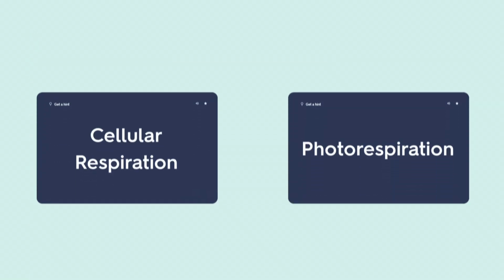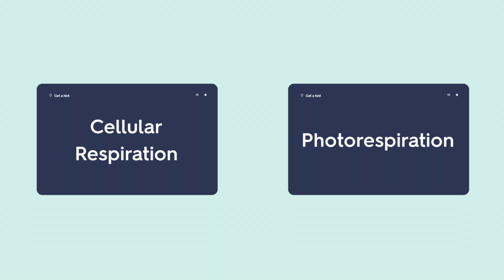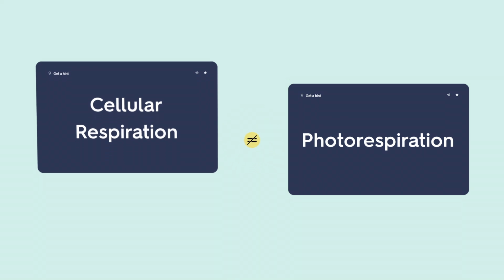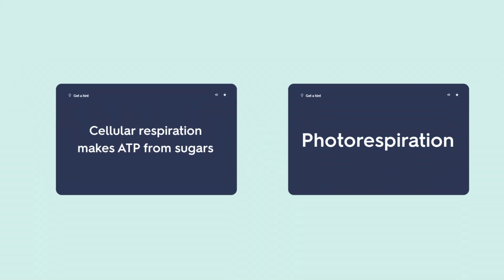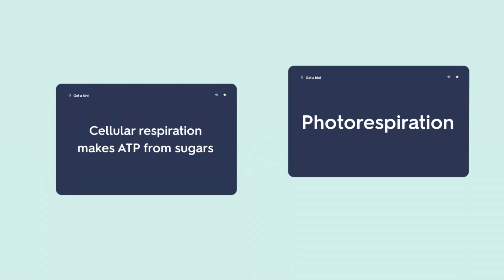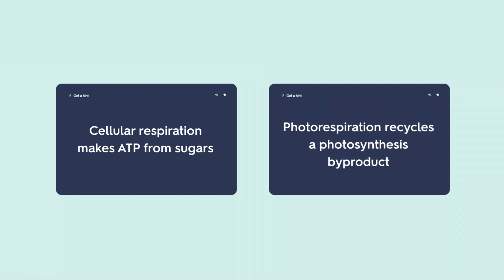Now, to fix a common misconception, photorespiration is not the same as cellular respiration. Cellular respiration breaks down sugars to release usable energy. Photorespiration mainly deals with a side product formed when RuBisCO reacts with oxygen.